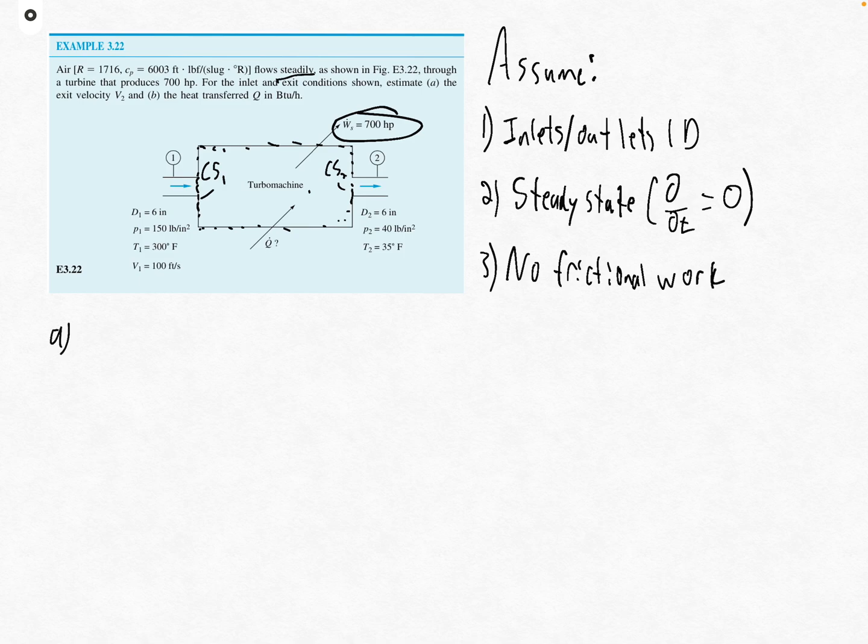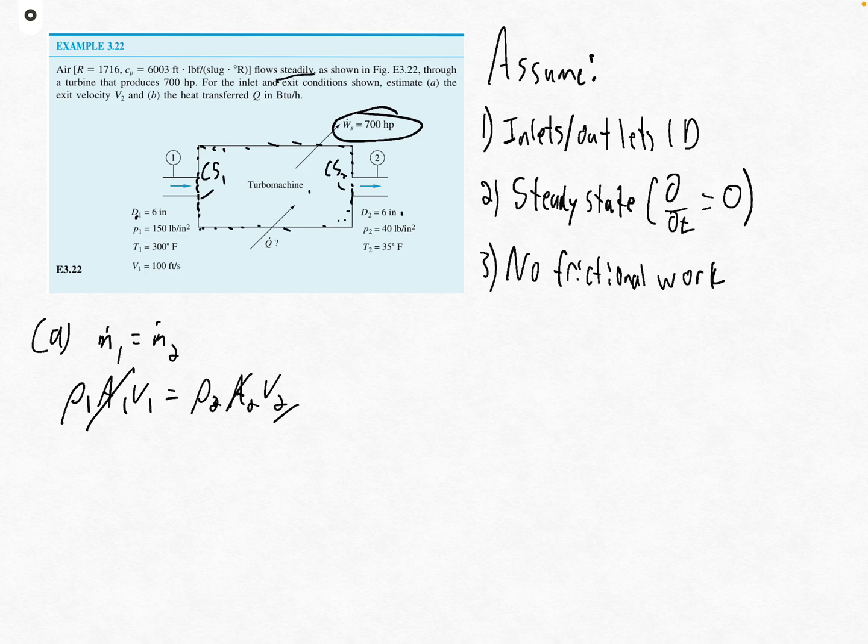Okay, so now in part A, trying to find the exit velocity. As I said, we're going to start with a mass balance, and we know that m dot 1 is equal to m dot 2. And to find that, we're going to say that's rho 1 A1 V1 is equal to rho 2 A2 V2. We're trying to solve for exit velocity V2. We know V1. We know the diameter at the inlet and the diameter at the outlet are in fact just equal, so actually these area terms are going to drop out.